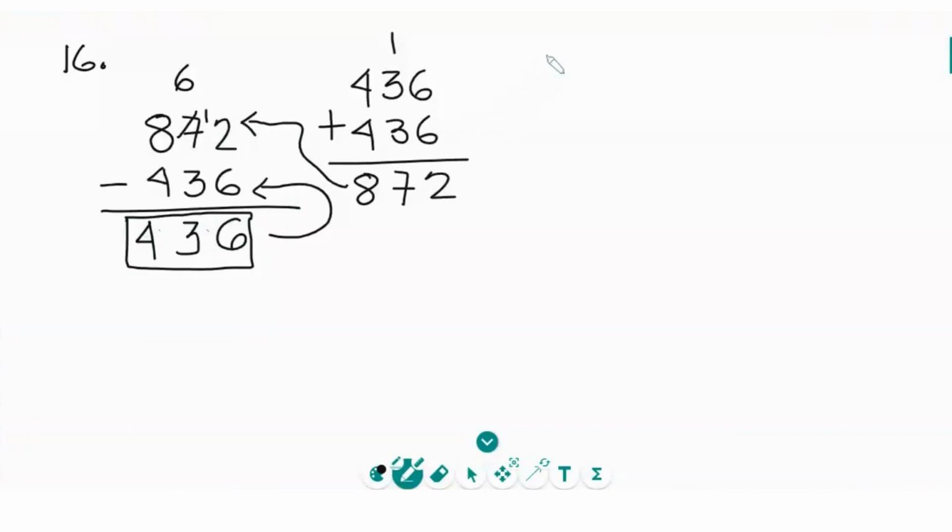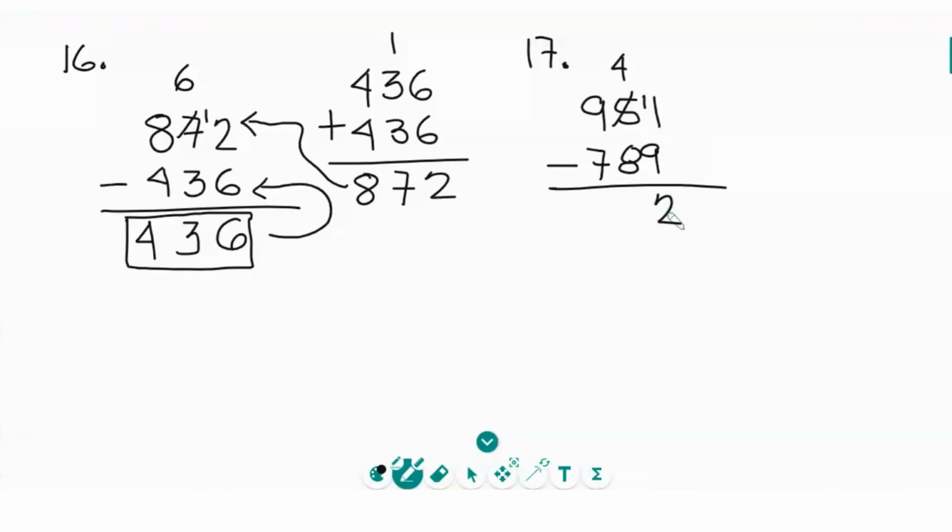Now let's move on to number 17. So here, number 17, we have 951 minus 789. So 1 is smaller than 9. So we borrow 1 from 5, making it 11. And 5 becomes 4. So 11 minus 9, that will give us 2.